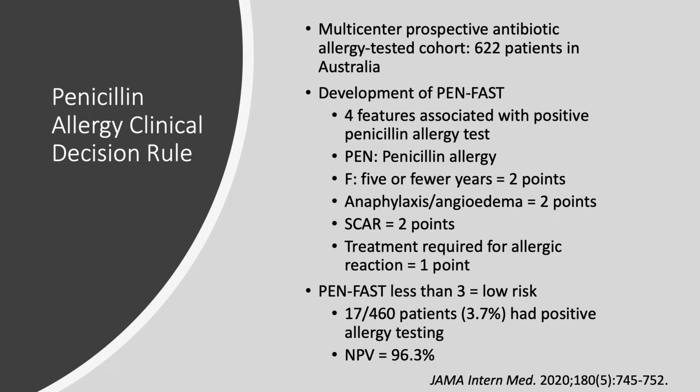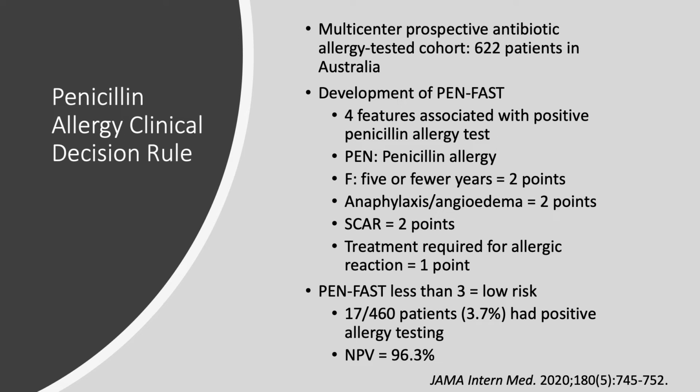Penicillin allergy. F stands for occurred 5 or fewer years ago. That gets you 2 points. A stands for anaphylaxis or angioedema, also gets you 2 points. S stands for severe cutaneous adverse reactions, or scars, 2 points, because obviously you don't want to do that. And treatment required for an allergic reaction, 1 point, so that's the T.